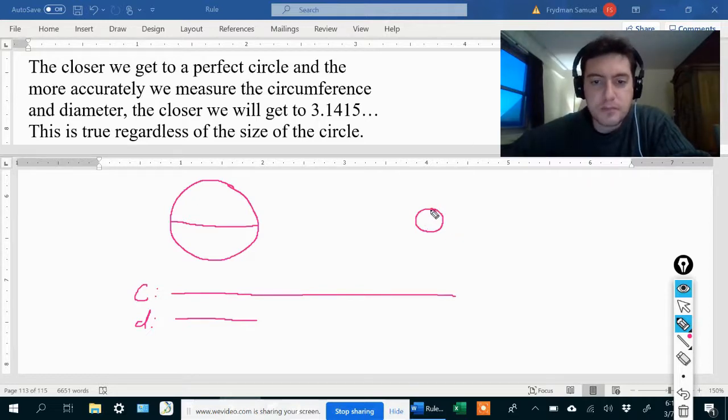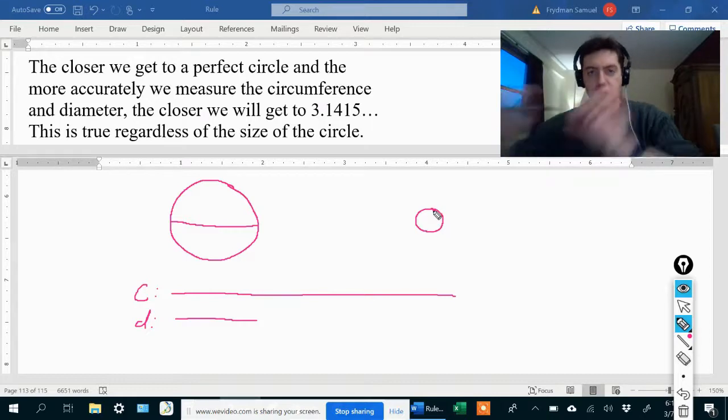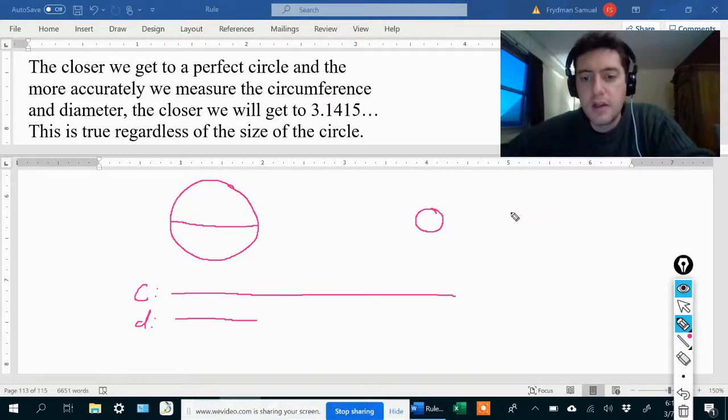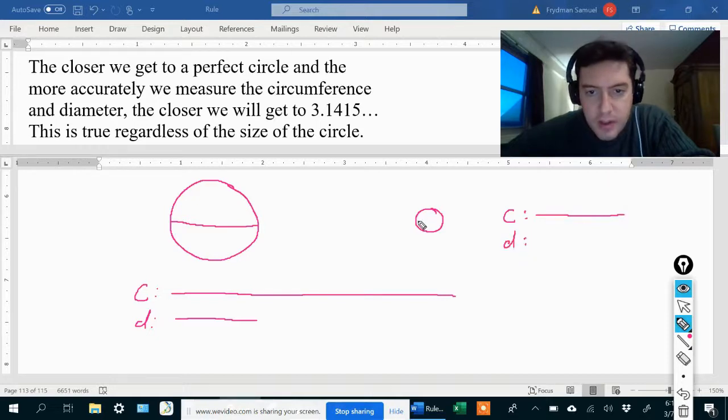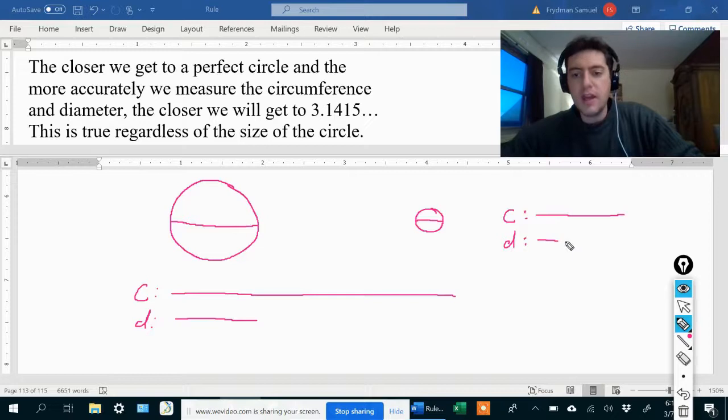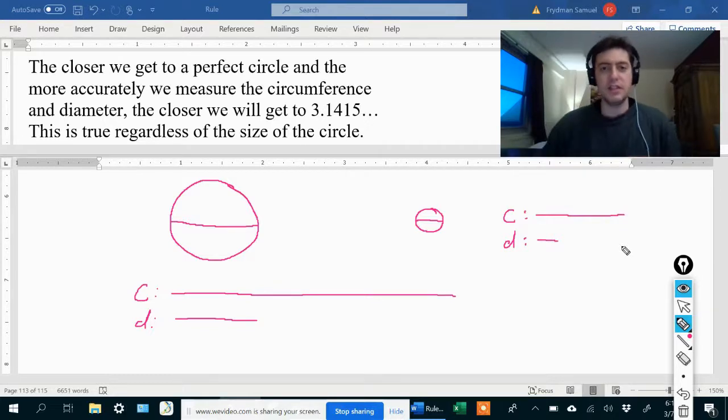If we were to take the circumference of this smaller circle and stretch it out, then maybe we would get something like that. And then the length of the diameter of this circle, this should be the same size as this, right? That should be the length of the diameter. Again, I might not be drawing this perfectly, but the length of the circumference should be a little bit more than 3 times as long as the length of the diameter.